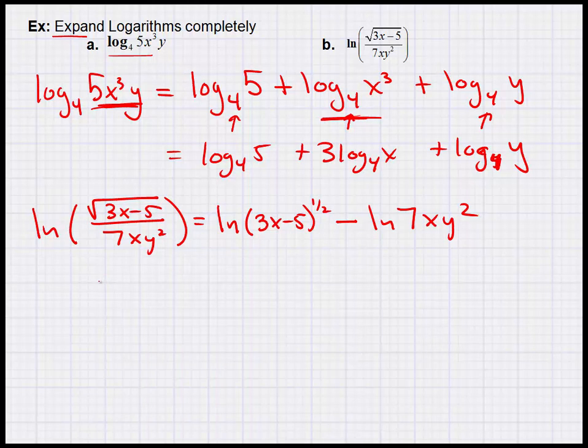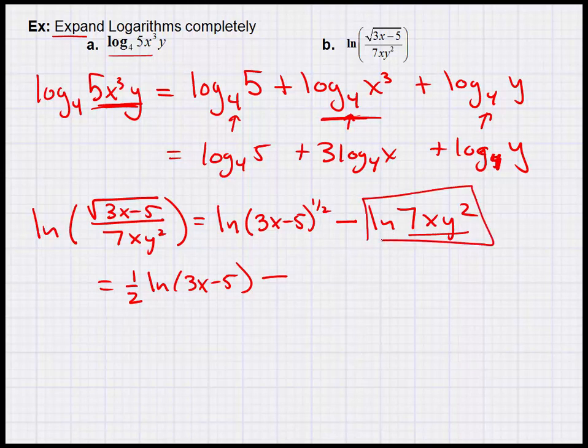Now I want to keep expanding. This power is going to come out as 1/2 natural log of 3x minus 5 minus, this is a product just like the previous one, and I'm going to write that as a sum. But the thing is, this whole logarithm is being subtracted. So whatever I expand this to, it still has to be subtracted.